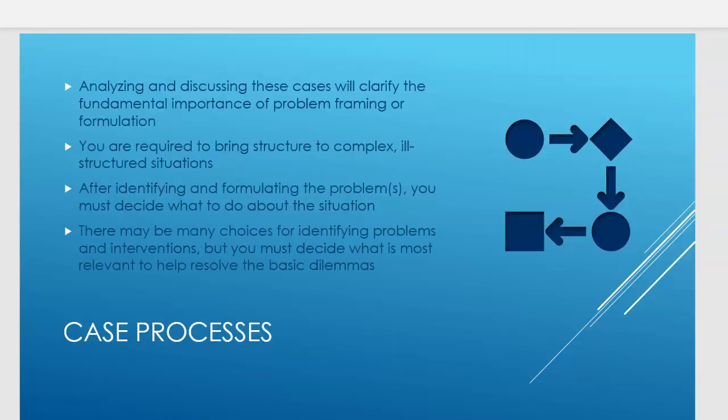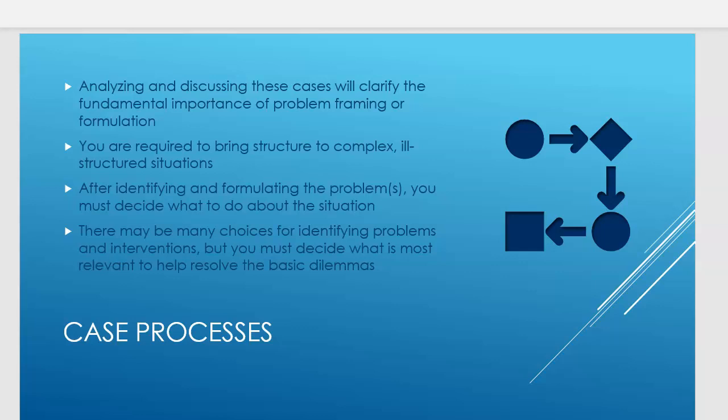organizations. So by analyzing and discussing the cases, you and the class together, as well as the instructor, all of us together will clarify the fundamental importance of framing the problem or of coming to a problem formulation.